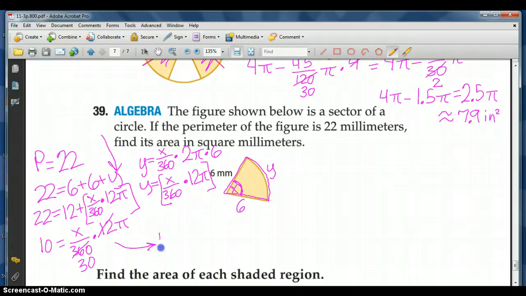So now we have 10 is equal to x over 30 times pi, which we can also write as putting the pi over 1 here. So to get x by itself, I'm going to multiply both sides by 1 over pi.